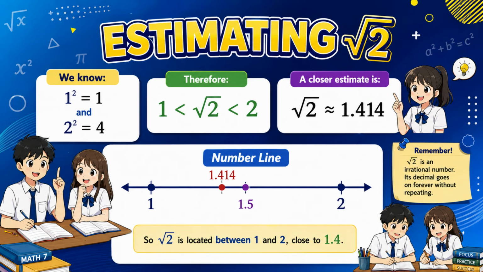To locate the square root of 2, first find the two consecutive whole numbers whose squares surround 2. 1 squared is 1, and 2 squared is 4. So the square root of 2 is between 1 and 2. Its approximate value is 1.414.